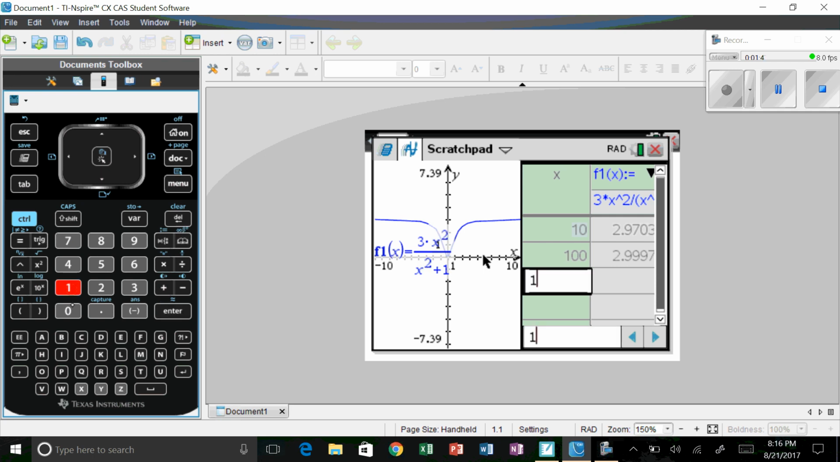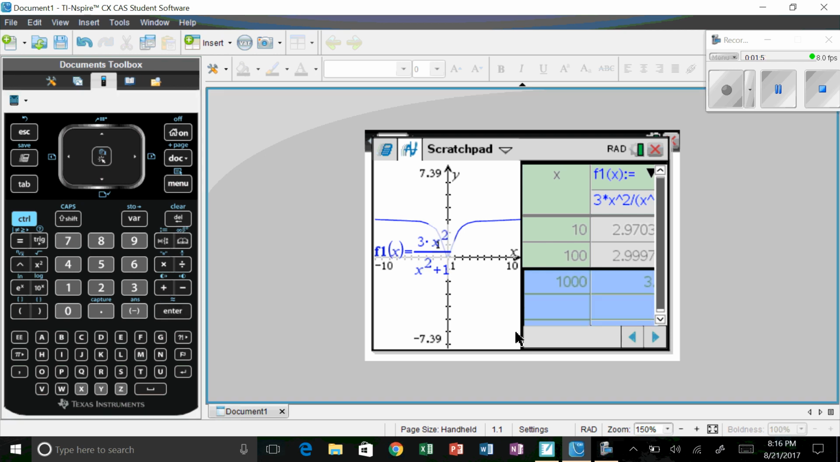Well, let's look at an even larger x value, 1,000. Oh, well, we see something interesting now. The calculator just says 3, but remember, that's not exactly 3. That is just very, very close to 3. The unrounded value is displayed down here at the bottom when I highlight that cell.